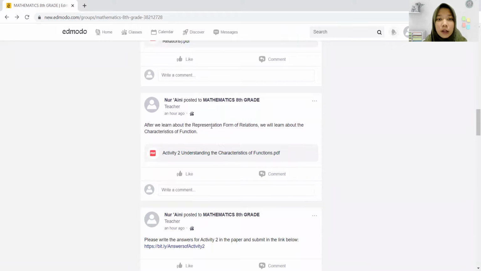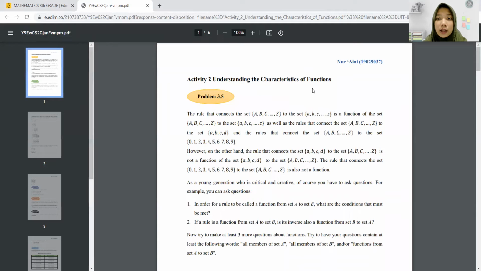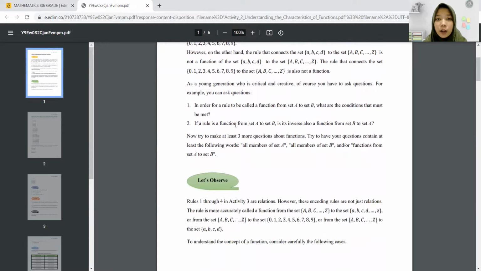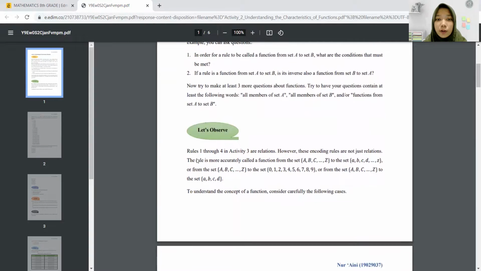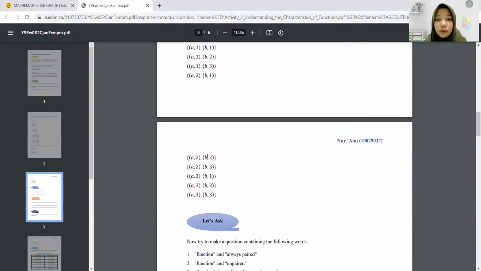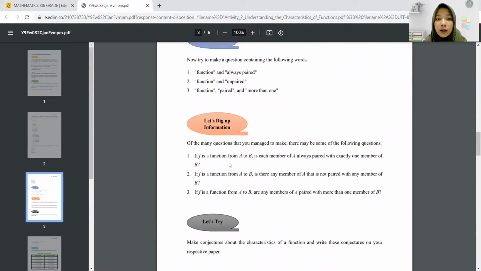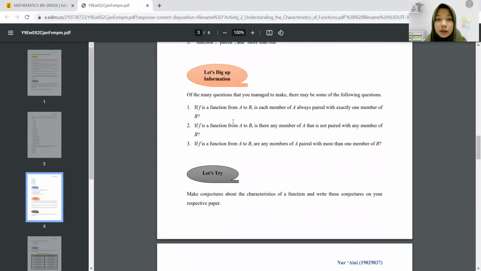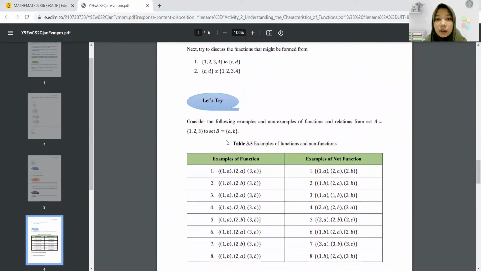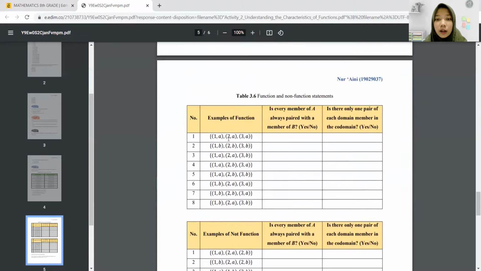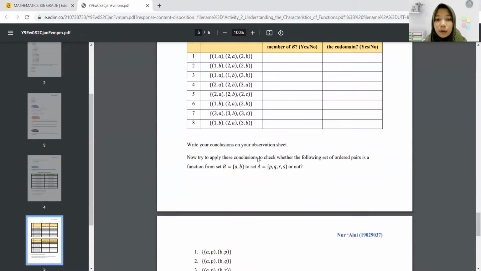After we learn about the representation form of relation, we will learn about the characteristic of functions. So I give the activity 2 to understand the characteristic of functions. I give the problem 3.5 and I ask students to observe, ask, dig up information, try, and complete this table.